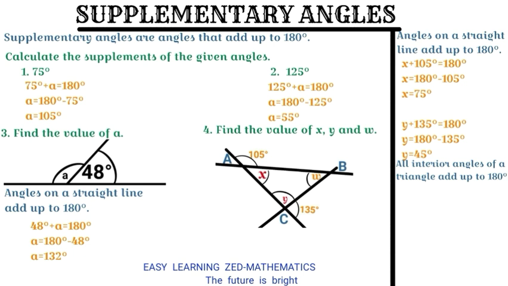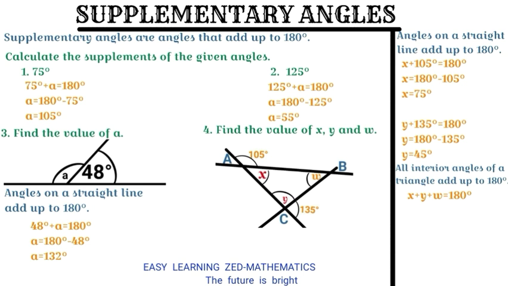Once we've done that, the next thing we're going to do is come up with an expression, which is x plus y plus w is equal to 180 degrees. Why? Because we are told that interior angles of a triangle add up to 180 degrees. So a triangle has three interior angles, which are x, y, and w on that diagram.